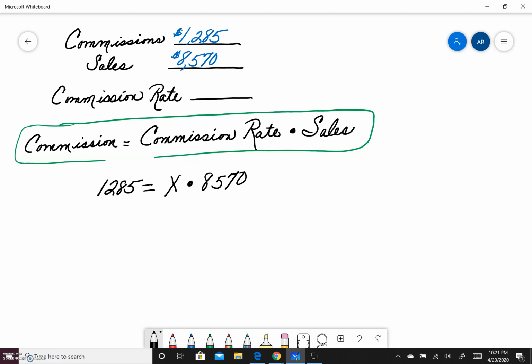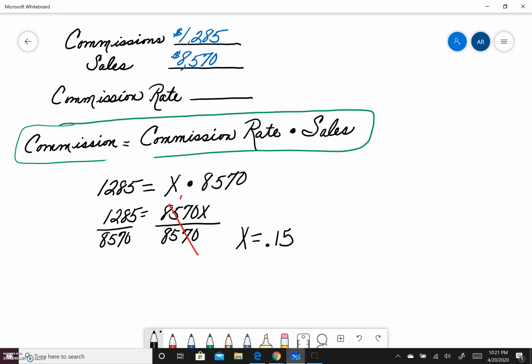So now we're just going to solve for X. So that's $1,285 equals $85.70X. And we know to get it off the X, we divide it out. And what you do to one side, you must do to the other. We know this divides out to ones. And when you plug that into your calculator, you should end up with the value of X equals 0.15. And remember, this commission rate is a percentage. And the percentage, we have to make sure we multiply this by 100. And once you do, you will get a value of 15%. So that's the last value we're looking for right there.